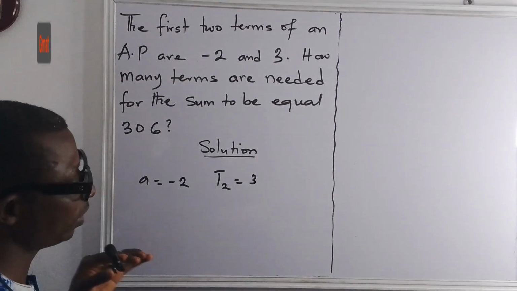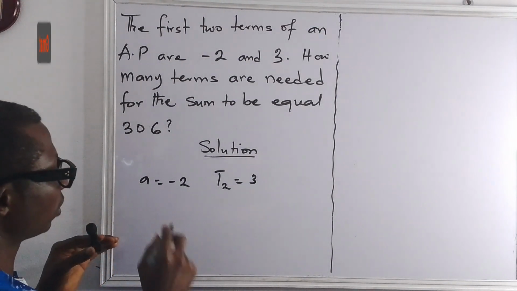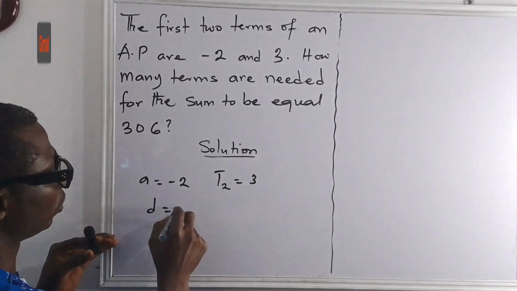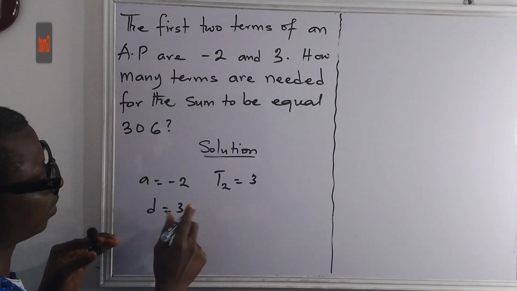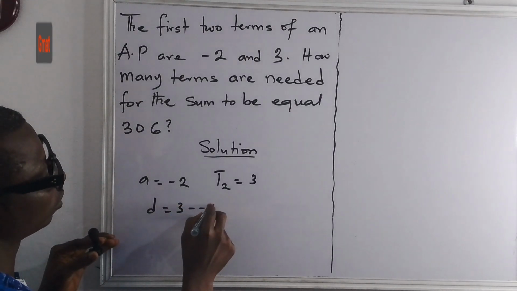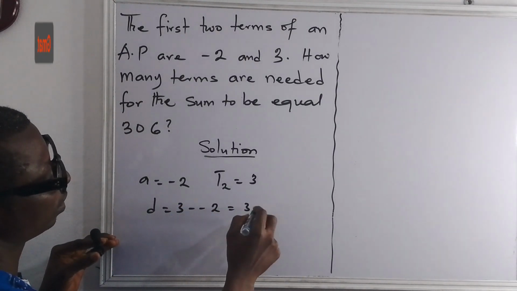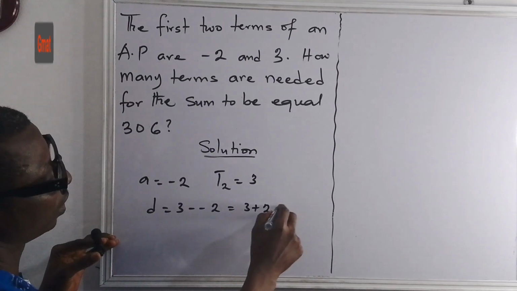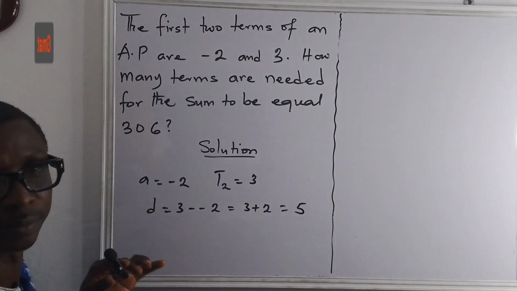All right, so that means we can get the common difference. So we have d equals the second term minus the first term. That's 3 minus minus 2. That gives you 3 plus 2. And you have 5.